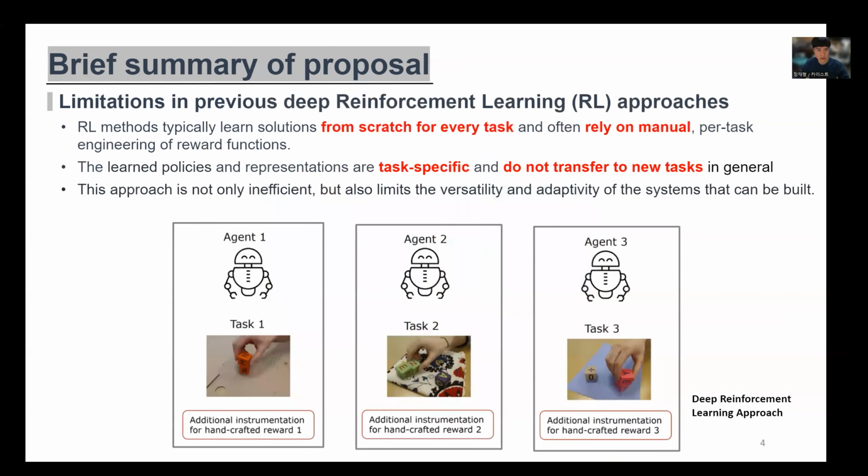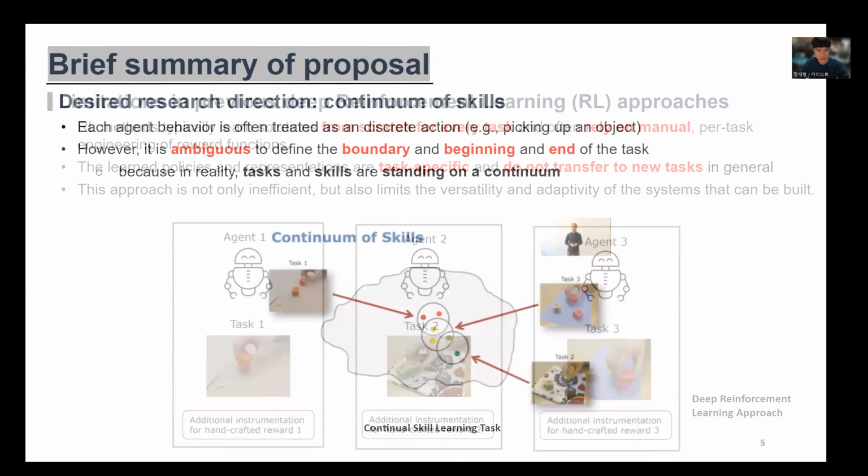However, most deep reinforcement learning methods typically learn solutions from scratch for every task and often rely on manual engineering. They do not transfer to new tasks in general because their policies and representations are task specific, which means that this approach is not only inefficient but also limits the versatility and adaptivity of the systems that can be built.